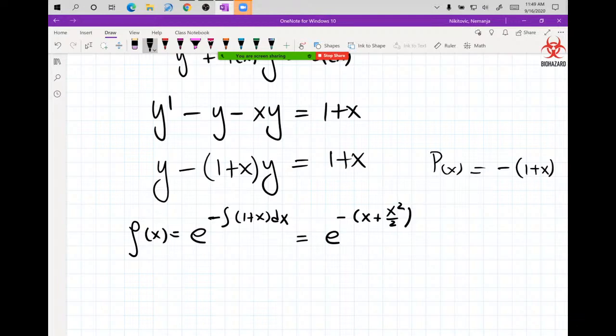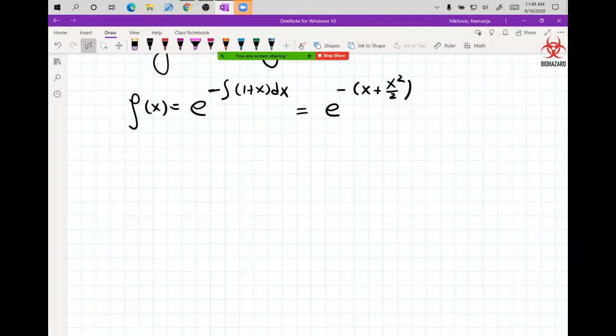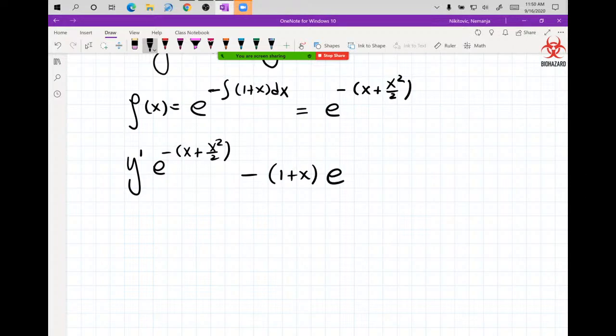So that's what we have for this. So now we multiply our differential equation by it. So we have y prime times e to the negative x plus x squared over 2, minus 1 plus x times e to the negative x plus x squared over 2 y equals 1 plus x times e to the negative x plus x squared over 2.